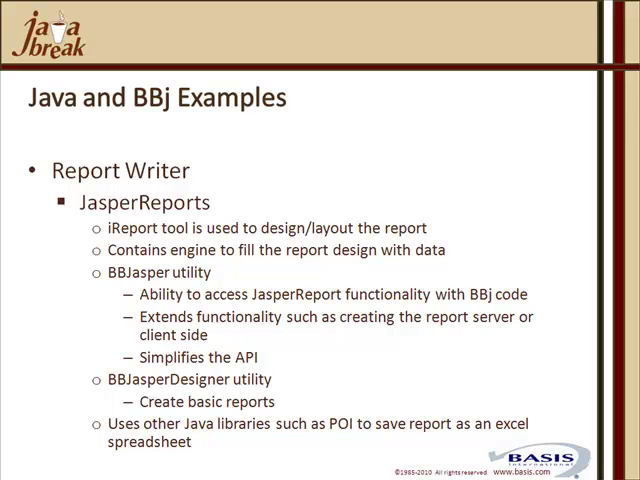We also created a utility called BBj Jasper Design, which is used to create basic reports, much like their iReport tool. One thing that's interesting about Jasper Reports is that they also use third-party libraries, such as POI, to save out the report in Excel spreadsheet format. So we're not the only ones that are jumping on the bandwagon and using Java libraries that are already created. So let's go ahead and take a look at the BBj Jasper Designer utility.